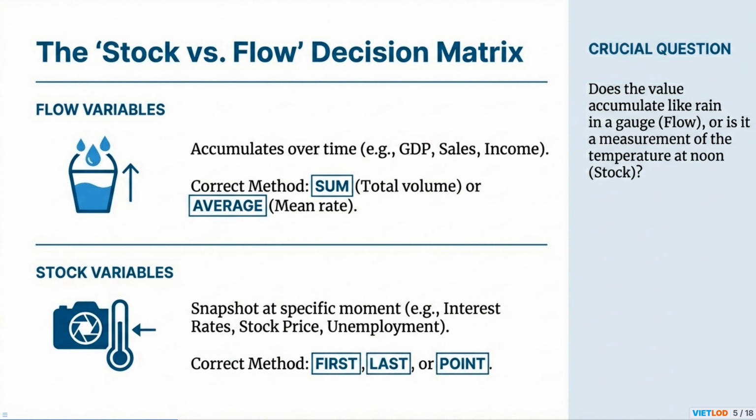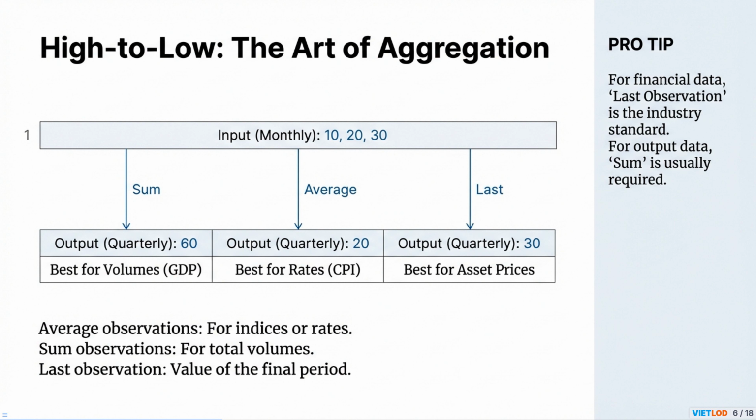For instance, quarterly GDP is the sum of production over 3 months, so it's a flow. When converting monthly sales to quarterly, you would sum the 3 months. The unemployment rate at the end of March is a snapshot of the labor market at that point, making it a stock. To get a quarterly unemployment rate from monthly data, you would typically use the last observation of the quarter. Now that we understand this distinction, let's look at the practical application of these methods for high to low frequency conversion.